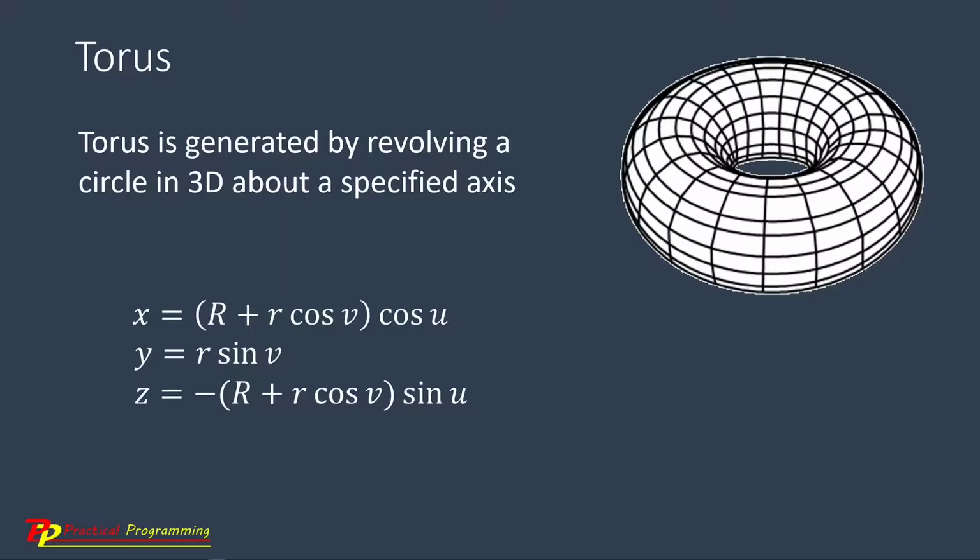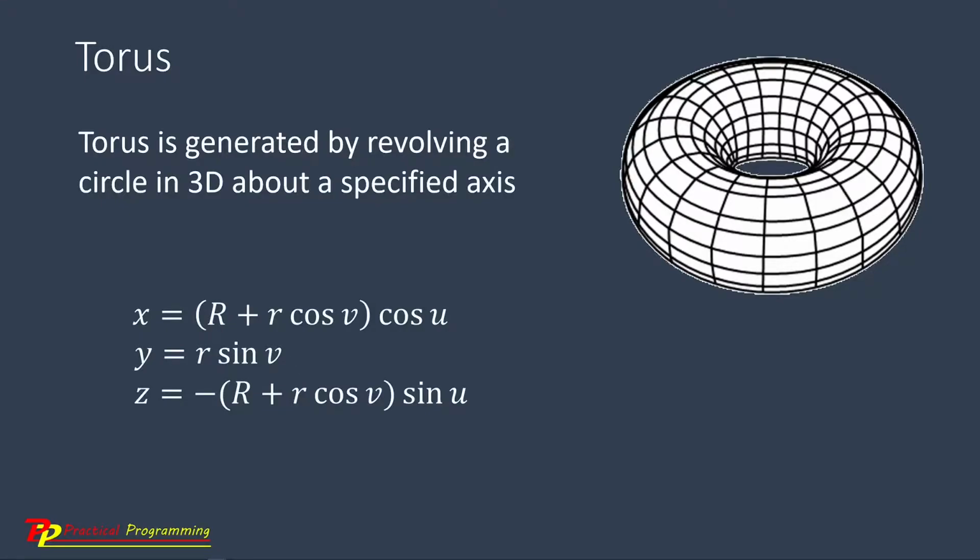Here, the capital R represents the radius of the torus ring from center to the center of the ring. The small r represents the radius of the circle. Here, u and v are parametric variables.